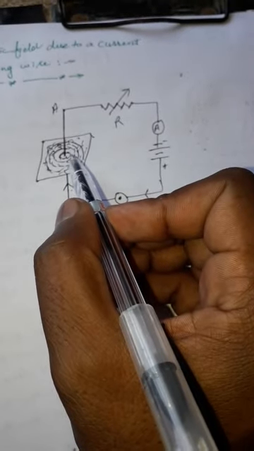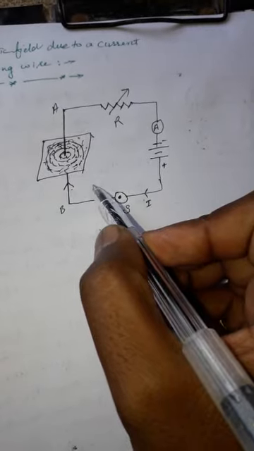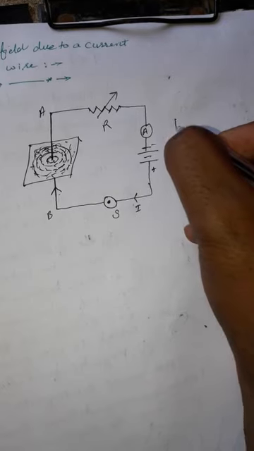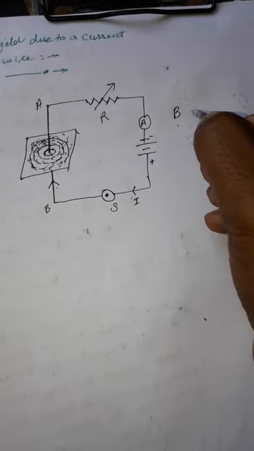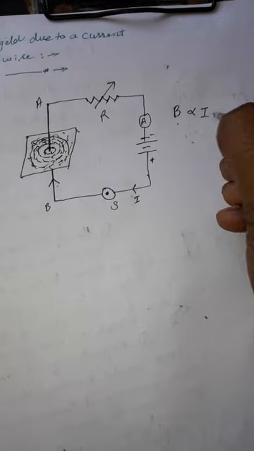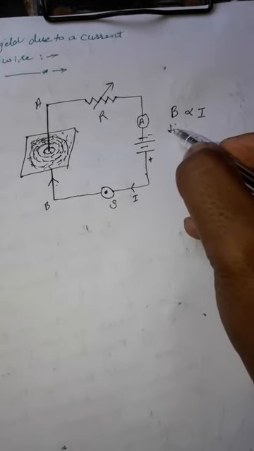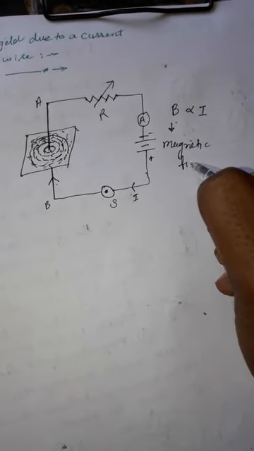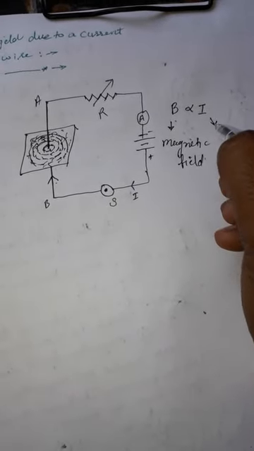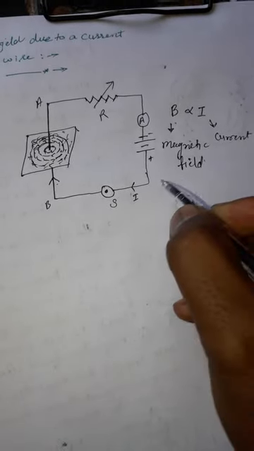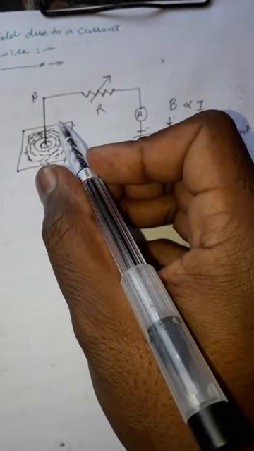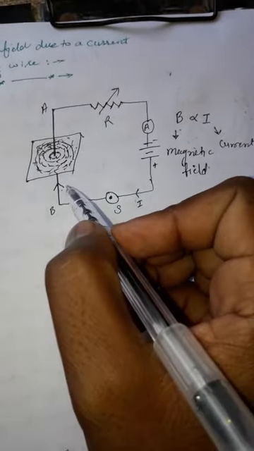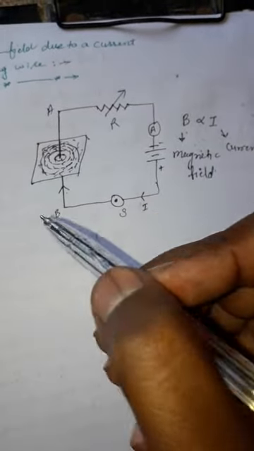So we conclude that by increasing the current through the wire, the magnetic field is increased, and hence we can write the magnetic field is directly proportional to the current flowing through the conductor. Here B is the symbol for representing the magnetic field and I is current. So the more the current flowing through the conductor or wire, the more the magnetic field produced, and the less the current, the lesser the magnetic field.